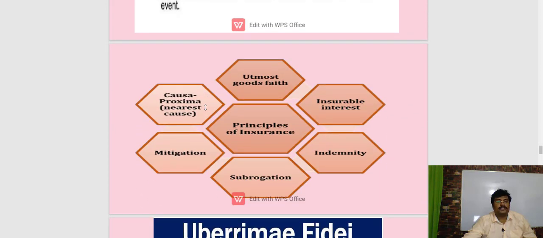So come to the main picture, this one. If you have any problem, you can ask. Simple keywords I'm telling you by which you can learn this diagram. Utmost good faith, trust principle. Insurable interest, return principle. Indemnity, not for making profit. Subrogation, ownership will transfer to the insurer. Mitigation means take care of the property after the insurance also, and causa proxima means the cause should be the same as already mentioned in the contract, then only the insurance company will make the payment to you.